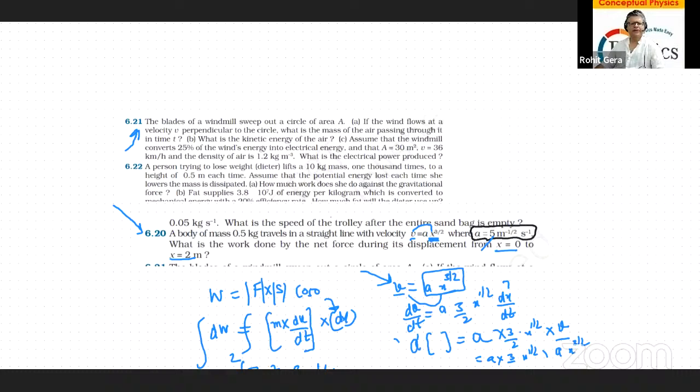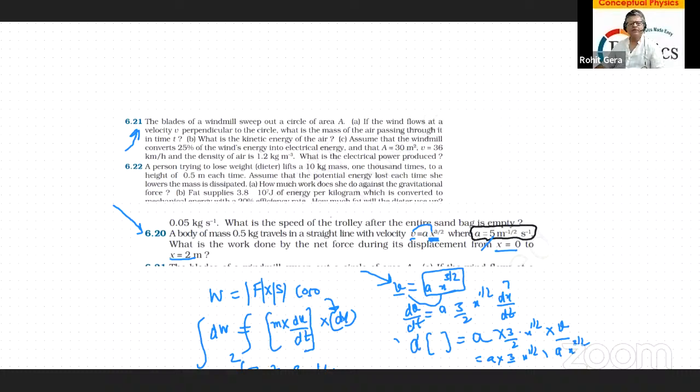So the velocity is perpendicular to the circle and therefore is making it rotate. Oh, what is the mass of air passing through it? And it's a windmill. It sweeps a circle. Okay, the wind flows at a v perpendicular to the circle. What does this mean? Velocity v perpendicular to the circle. Okay, meaning it comes from the front of the circle, like it's coming onto a face. And what is the mass of the air? What all is given? Assume that the windmill converts 20 percent and that.